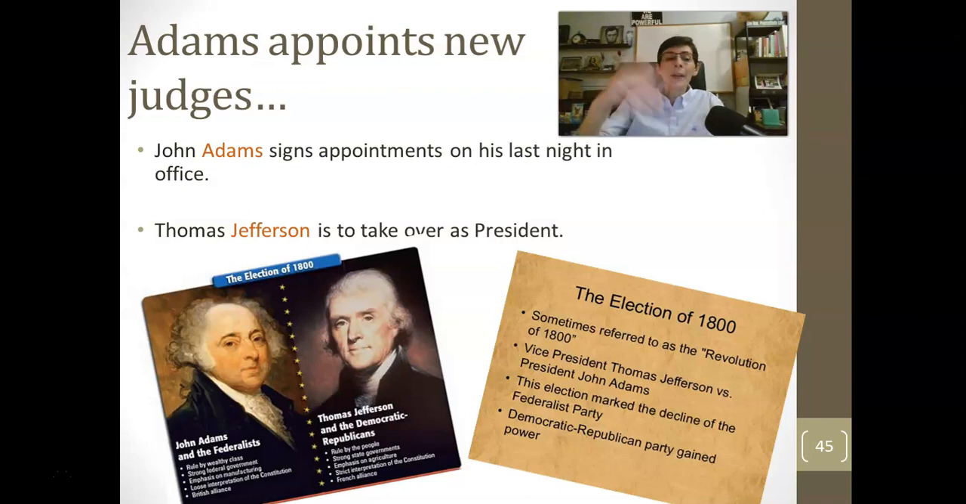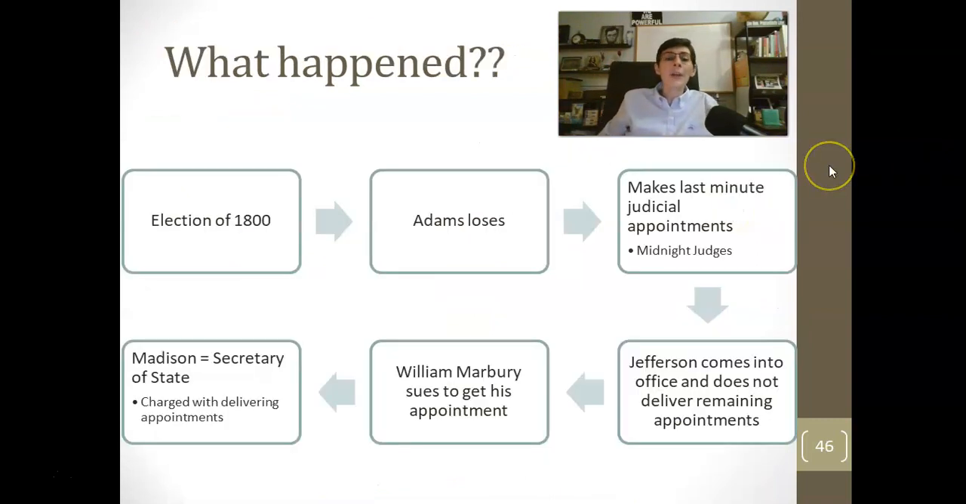So you have Adams of the Federalists versus Jefferson of the Democratic Republicans. Now, Jefferson wins, but then the issue that will present itself in Marbury v. Madison quickly becomes apparent. Once Adams realized that he lost, you also have to keep in mind that the Federalists had just lost control of both the executive and the legislative branches. So at this point, Adams and the Federalists are desperate to maintain power over at least one other branch.